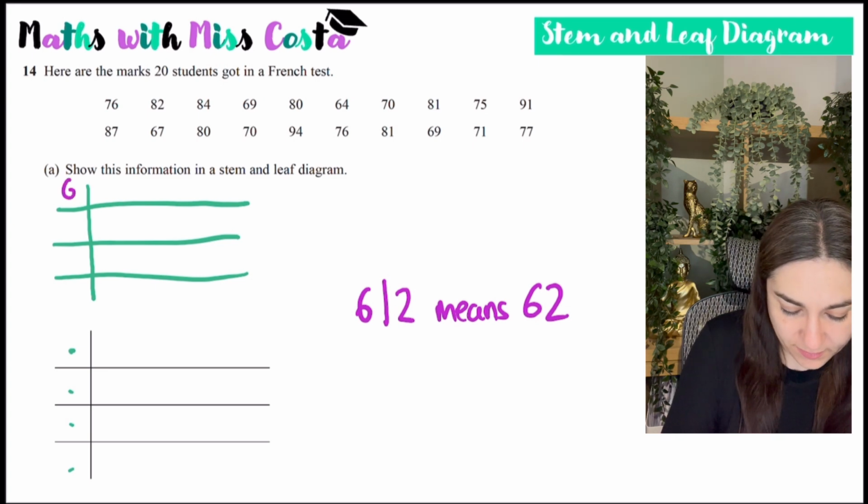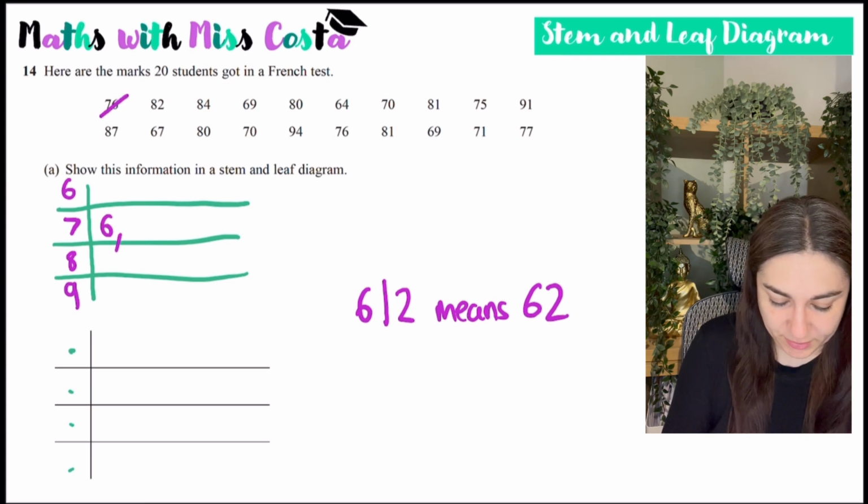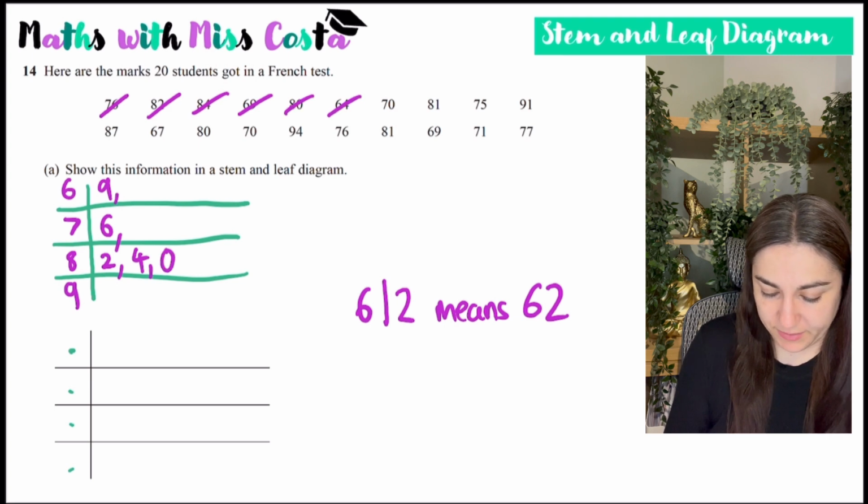So I know I'm going to have my 60s, 70s, 80s and 90s, and I just go through it. So I've got 76, so I'm going to write a 6 here. 82, so I'm going to write a 2 here. 84, so I write a 4. 69, so I write a 9. 80, so I'm going to write a 0.